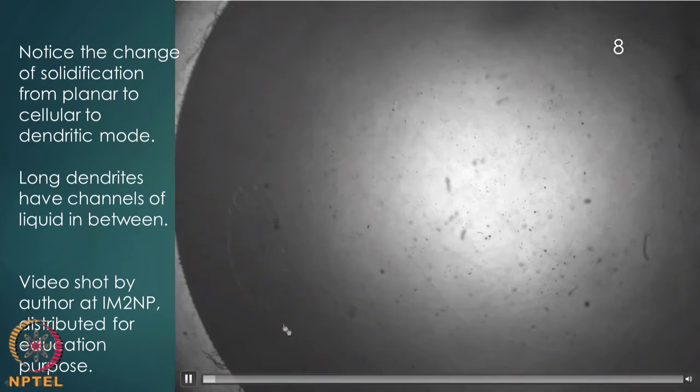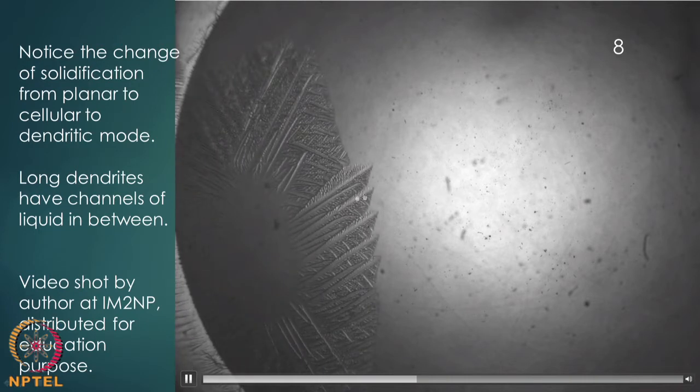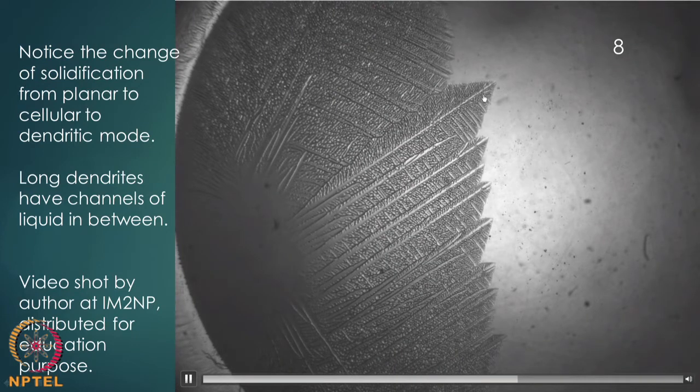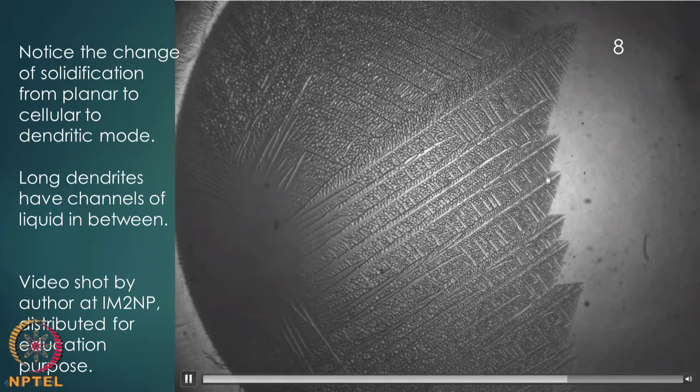Let me just play you this video once more to show you how the morphology is changing from planar to cellular to dendritic, and then the dendritic morphology sustains throughout the growth mode in the entire liquid, and you can see that a lot of them will be growing parallelly to form liquid channels in between.